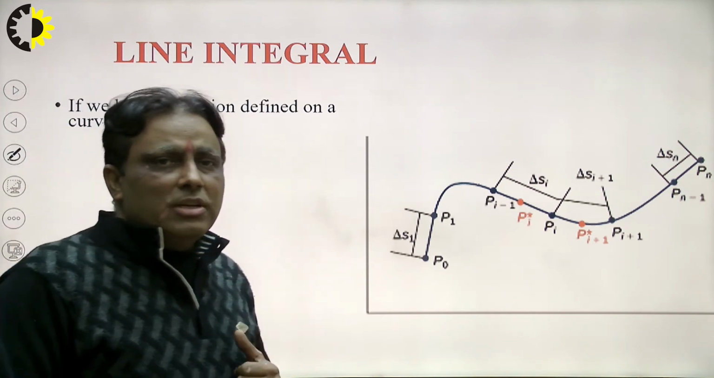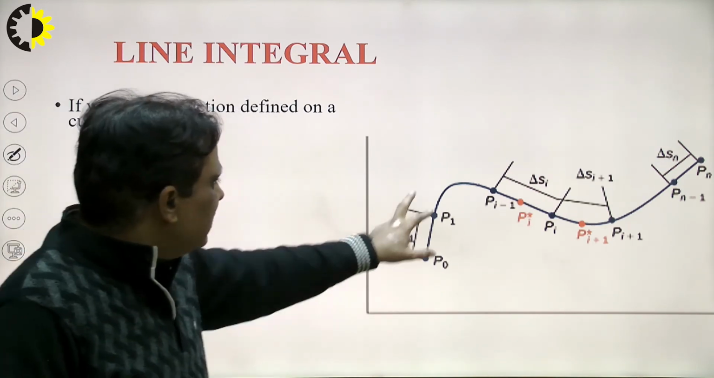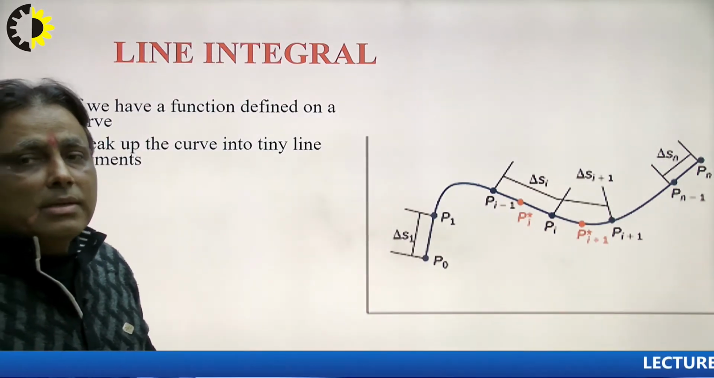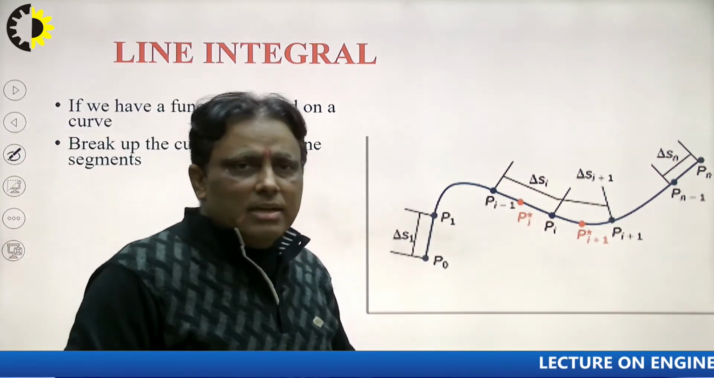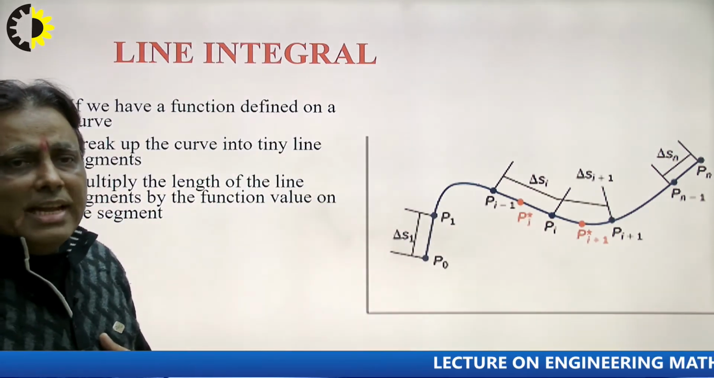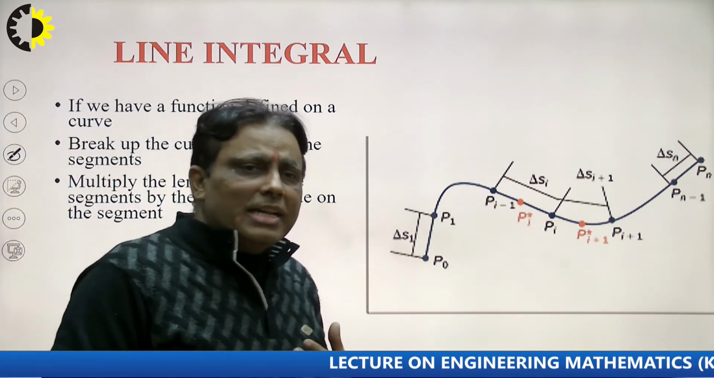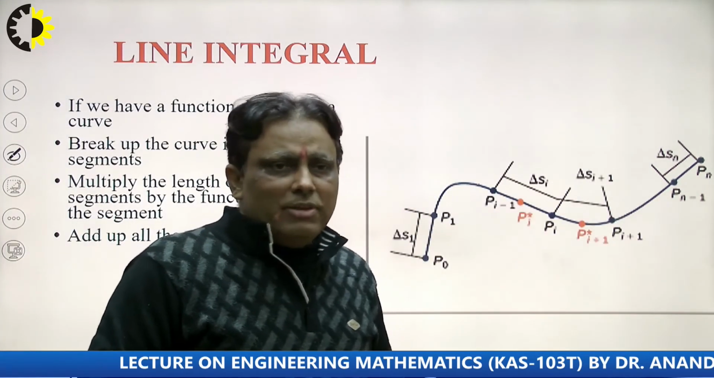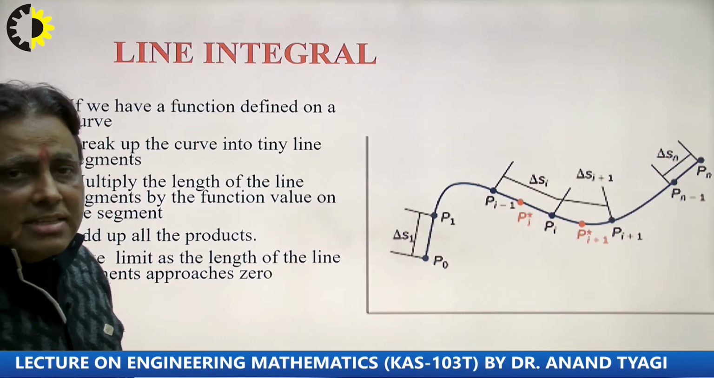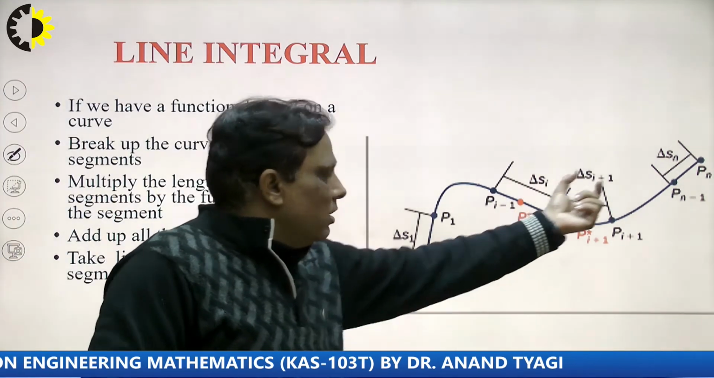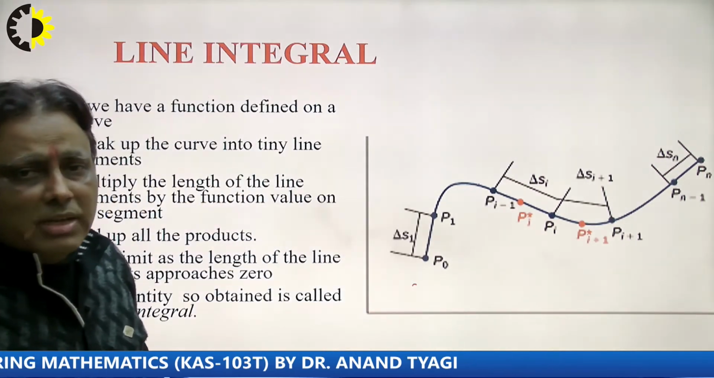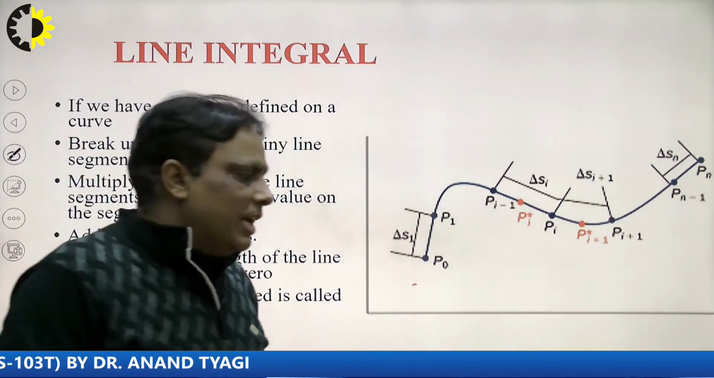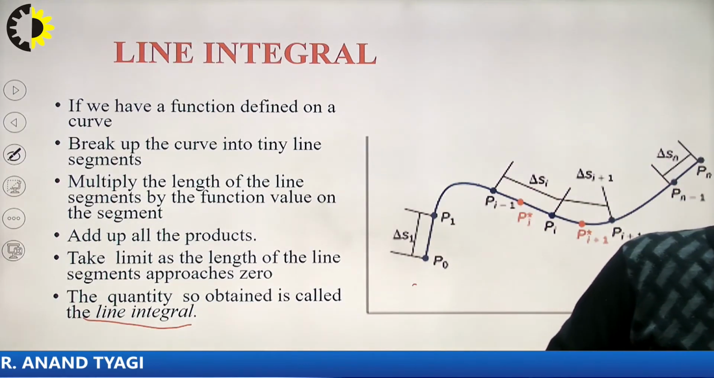If we have a function defined on a curve, suppose this is the curve, right? Break up the curve into tiny line segments, right? This is the first line segment, this is the second line segment. Multiply the length of each line segment by the functional value on the line segment. Add up all the products. We add all these terms. So what will be the conclusion here? We take the limit as the length of the line segments goes to zero, from lower limit to upper limit. In this way the quantity obtained is called the line integral here. I explain here. So in this way we can find out the line integral for the given graph, right?